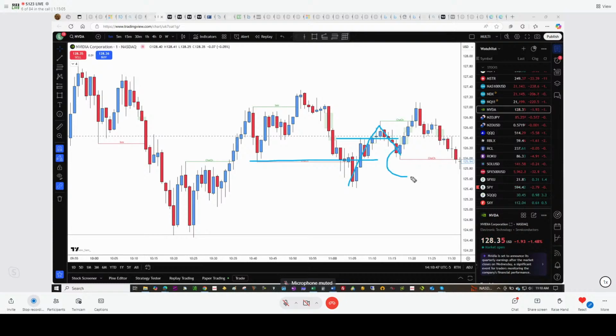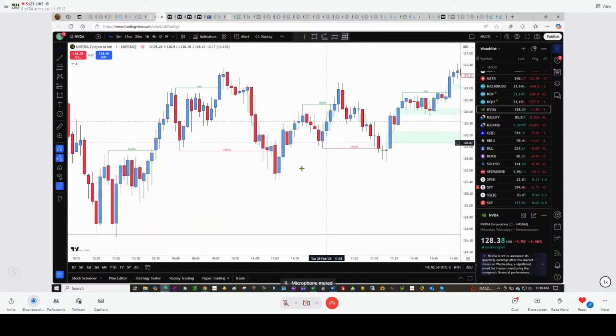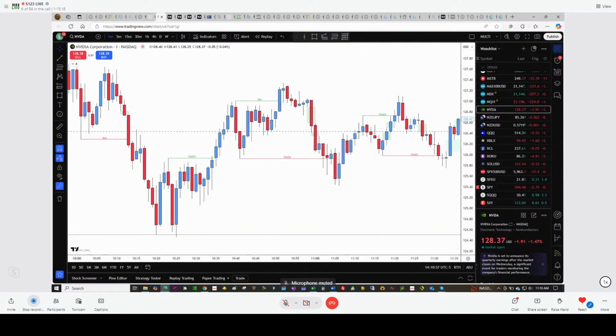Maybe this is not a great area to buy it either, but that's the kind of thing you have to weigh. And that would have worked out okay. And we caught it nicely. So on the 5-minute time frame, this is that whole move. So that would have been a great buy in here. That's the breach of the previous high.